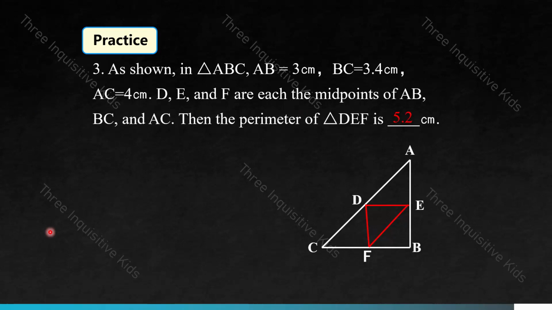That would be 5.2. Here, all you had to do to solve the problem was take the perimeter of the original triangle and then divide that by 2.